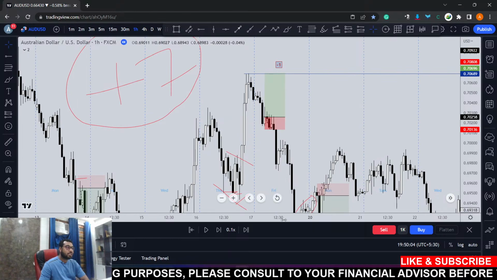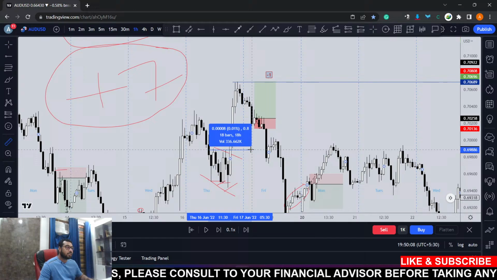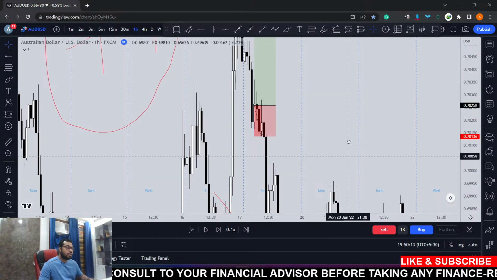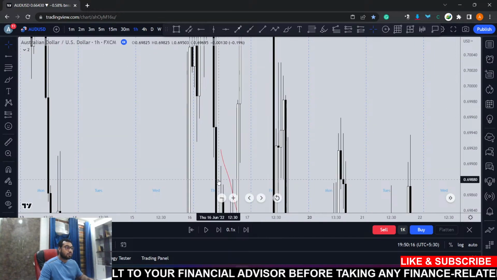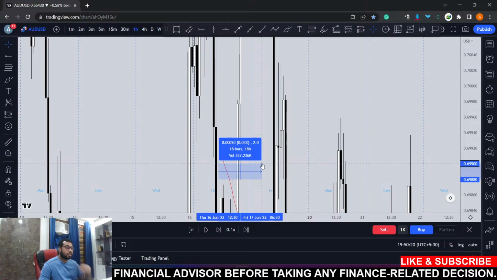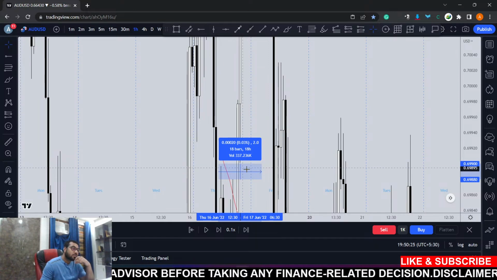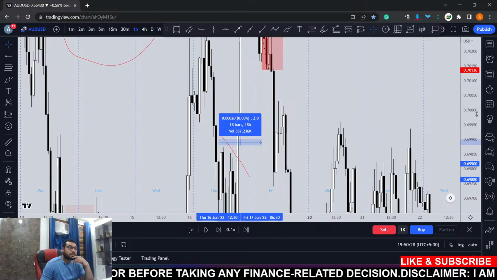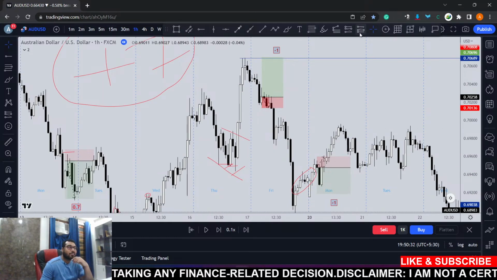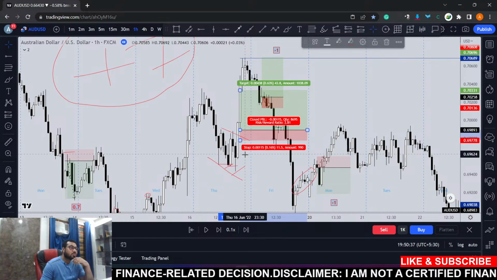Here I did not take this entry. Let's see, if I would have placed an entry, would it have tagged me in? No, it would not have tagged me in. Even if I had placed an entry around this period, it would not have been an entry. And I did not want to take this entry because we had a very small stop loss. The stop loss was this small.